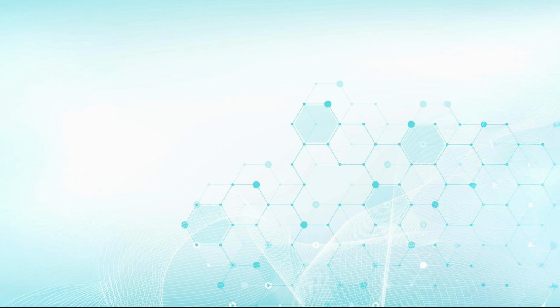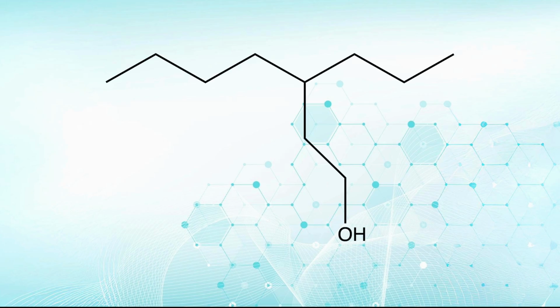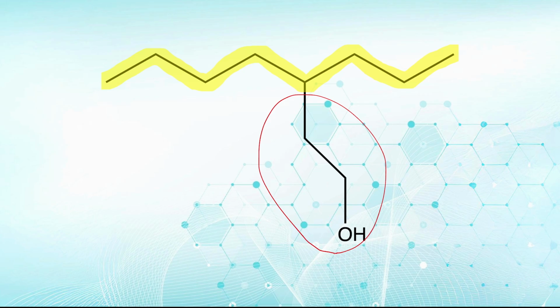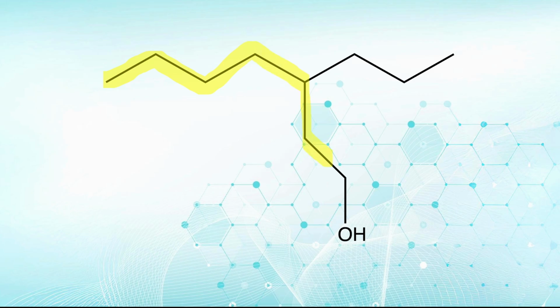Let me show you a more complicated example. I want you to try to locate the parent chain in this molecule. Take a second to try. Most students at first would choose the horizontal 8-carbon chain as the parent chain. However, you must remember that the hydroxyl group must be on the actual parent chain. Therefore, you'd actually choose the shorter 7-carbon chain from left and down as the parent chain.